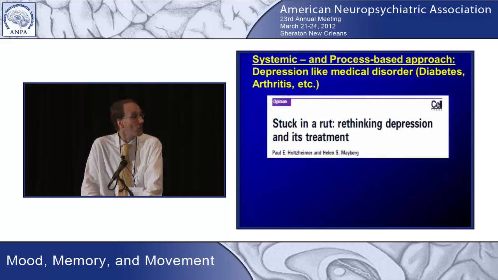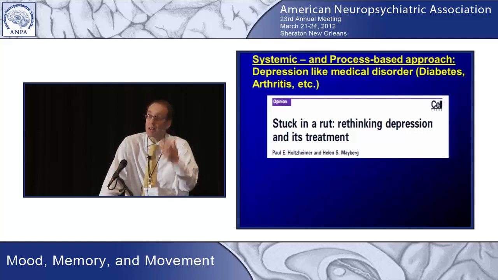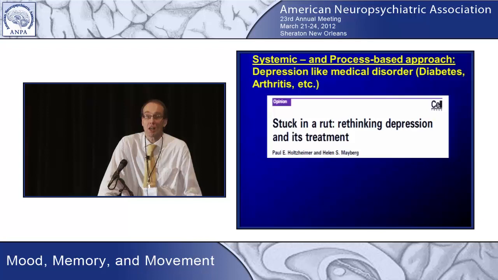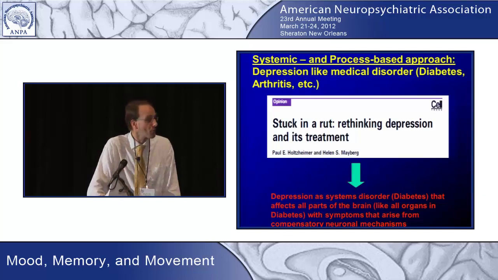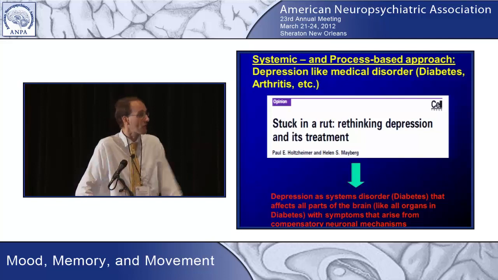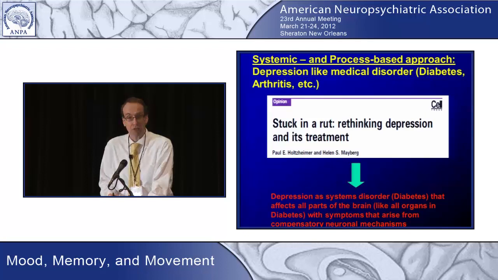That way of thinking is well indicated by this paper, which Helen Mayberg co-authored, "Stuck in a Rut." Many of the symptoms we see in depression are compensatory strategies; they can also be considered achievements to re-stabilize the brain's functions. So, as I already said, I view depression as a systems disorder, like diabetes, that affects all parts of the brain and all functions of the brain, with symptoms that may arise from compensatory strategies of rebalancing the soul.